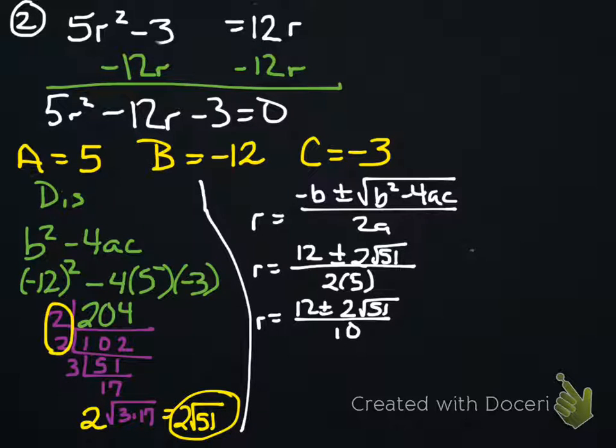Now, look at the number in front of the square root, the number in the front, and the denominator. If all of them are divisible by the same number, you can simplify that. So these are all divisible by 2, so I'm going to divide each of those numbers by 2. And so that's going to leave us with r is equal to 6 plus or minus 1 times the square root of 51, which is more simply written as just the square root of 51, divided by 5. That is one way to write it.